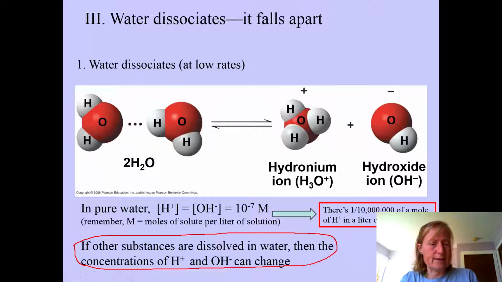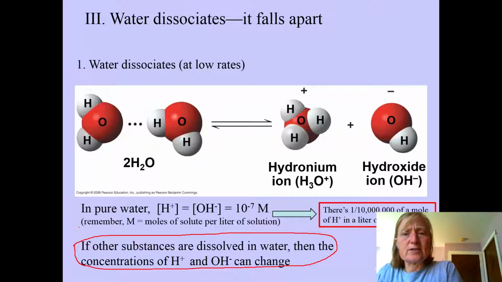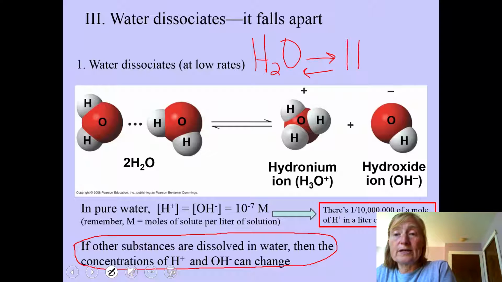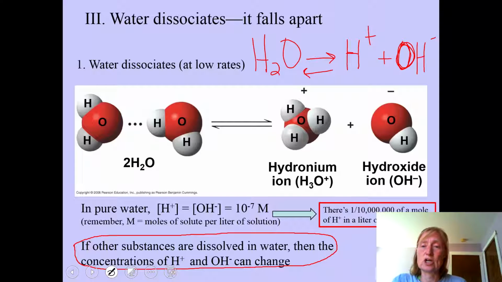Sometimes we write it like this. I'm going to go ahead and write this dissociation in a slightly different way. What if we have one water molecule? Sometimes we write it like this, that one water molecule can fall apart into protons or hydrogen ions plus hydroxide ions, the oxygen and hydrogen that carry that negative charge. This happens in pure water. You'll have some protons and some hydroxide ions.